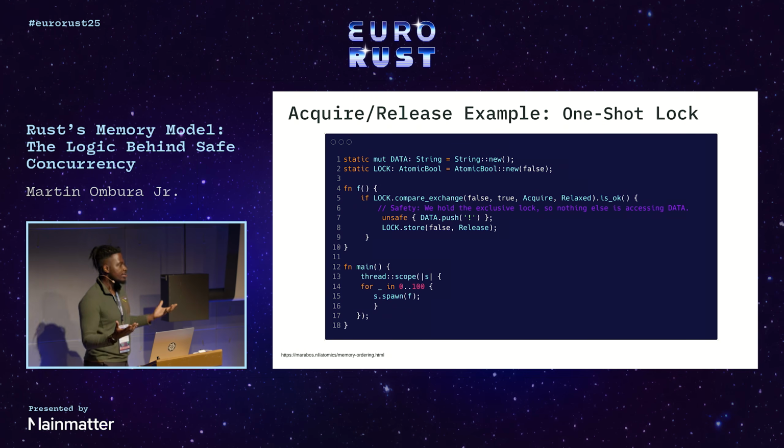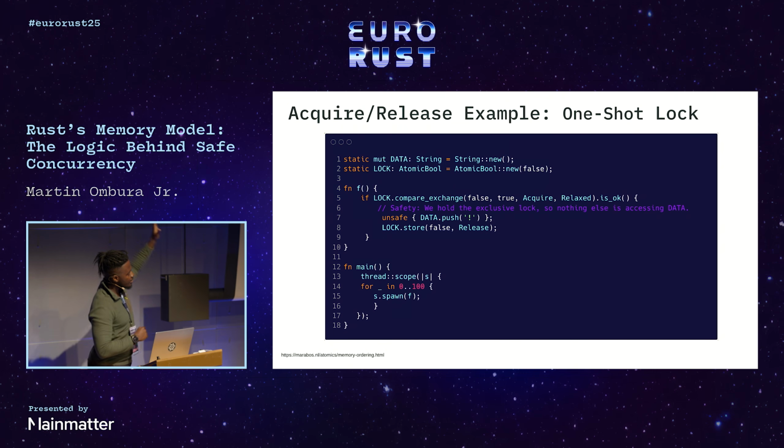If it fails, we're only doing the load. We're not doing any swap, so we can do a relaxed load. And if that works, if we acquire the lock, technically, we can now push an exclamation point into the string unsafely. And then after that, we release the lock. So when we release the lock, anything that happens before it will get pushed to other threads, will be visible to other threads. That change to data will be visible to the next thread that synchronizes with it.